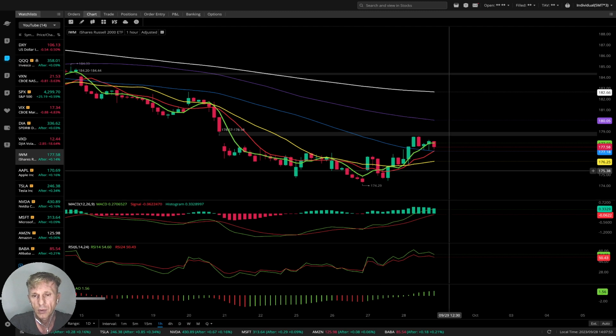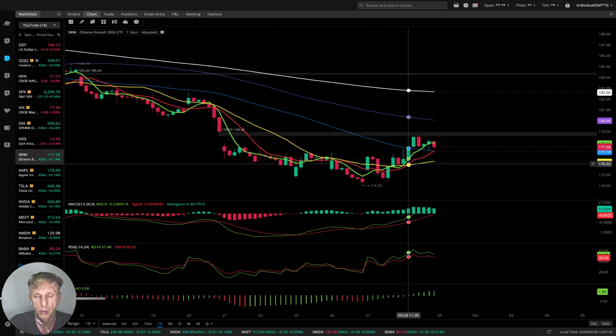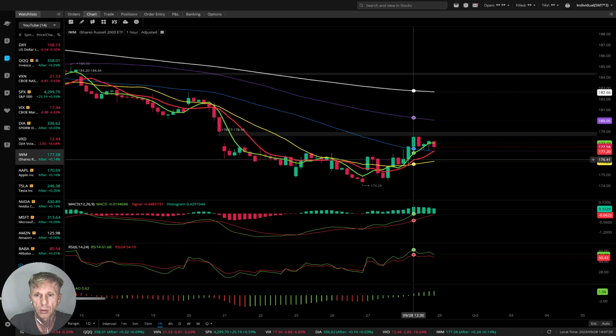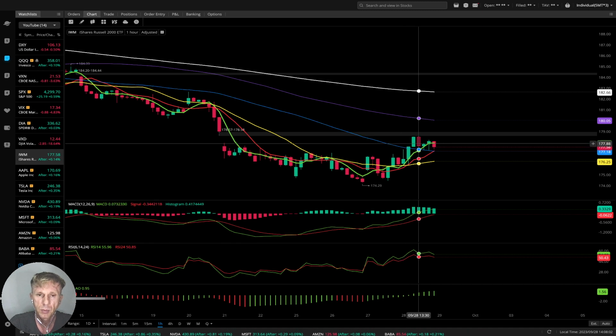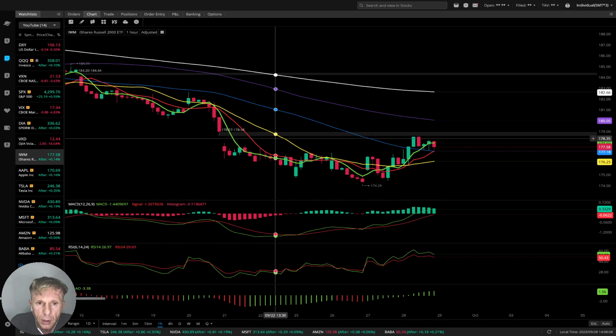And 1 hour time frame, also bullish reversal, bullish crossover. MA 5 and 10 did over 10, 20 and 50. It is positive bullish reversal. Let's see.